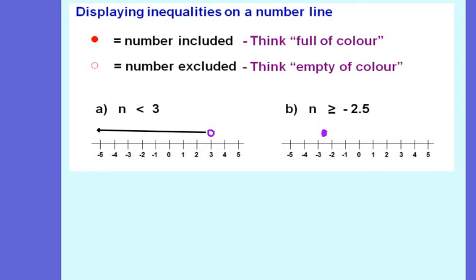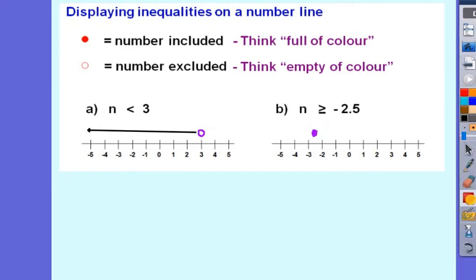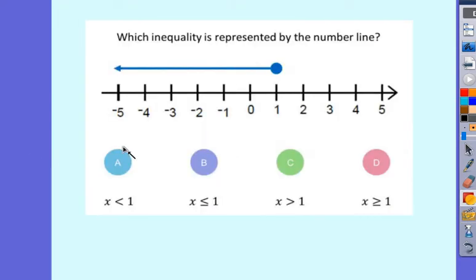We're looking for all the numbers that are greater than or equal to negative 2.5, so our arrow this time is going to be headed in this direction. Because all the numbers like negative 2, negative 1, 0, they're all greater than or equal to negative 2.5.